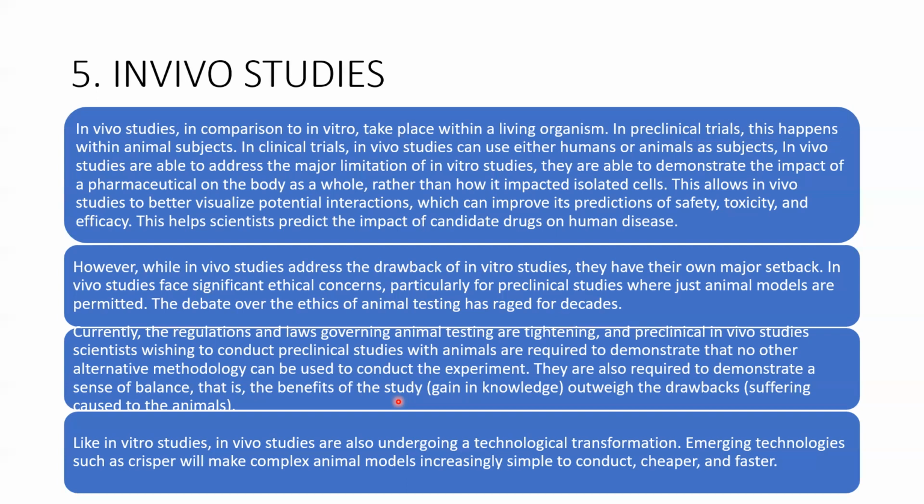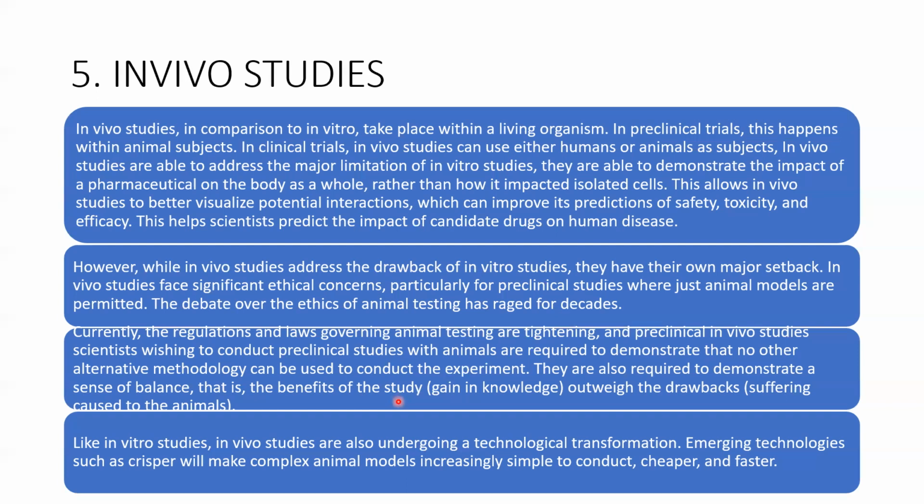They also have a major setback: significant ethical concerns, particularly for preclinical studies. We are using animal models, and people sometimes indiscriminately use animal models. There are a lot of pro-animal activists, and nowadays for doing any research using animals, you have to have the backup of the ethical committee. Every institution doing this type of research should have an ethical committee where the animal department, veterinary department people, even the collector are present in the meeting.